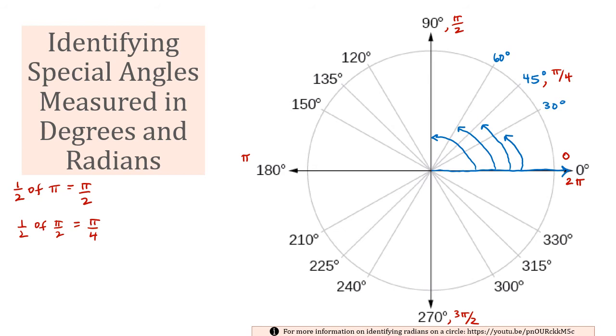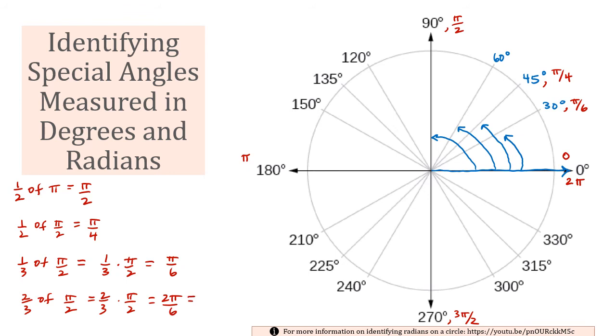And let's see, 30 degrees, that was 1/3 of 90 degrees. We're going to say 1/3 of pi over 2. And I didn't explain it on the last one, but whenever you use the word "of," that typically means multiplication in math. So I'm just multiplying straight across to get pi over 6 for 30 degrees. And then for 60 degrees, that's going to represent 2/3 of pi over 2, or 2/3 times pi over 2, which is 2 pi over 6, which reduces to pi over 3.